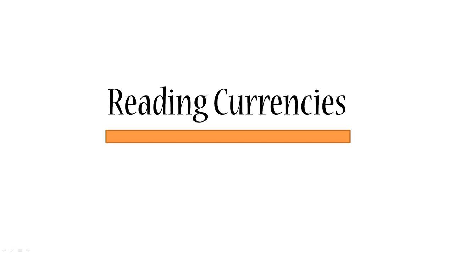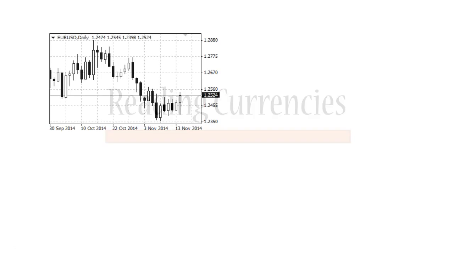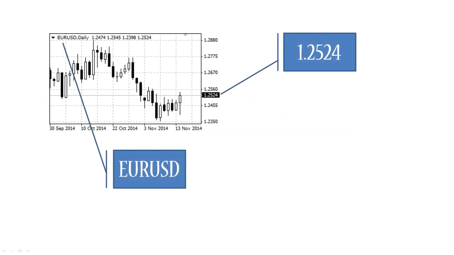In today's tutorial we will talk about currency pairs and how to read them. So let's have a look at a chart. This is the euro dollar daily chart, and you can see that the current price for the euro US dollar is 1.2524. So what does that mean, and how do we understand that?